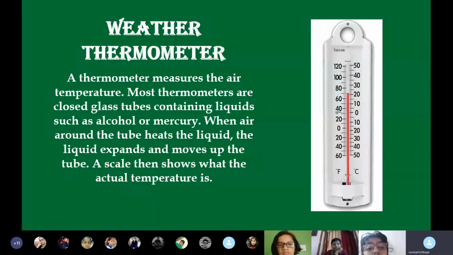Same concept of expansion. When air around the tube heats, the liquid expands and moves up the tube. The scale is shown like this. It has both Fahrenheit and degree Celsius scale. Understood? Yes, ma'am. Can anyone tell how many points you missed?